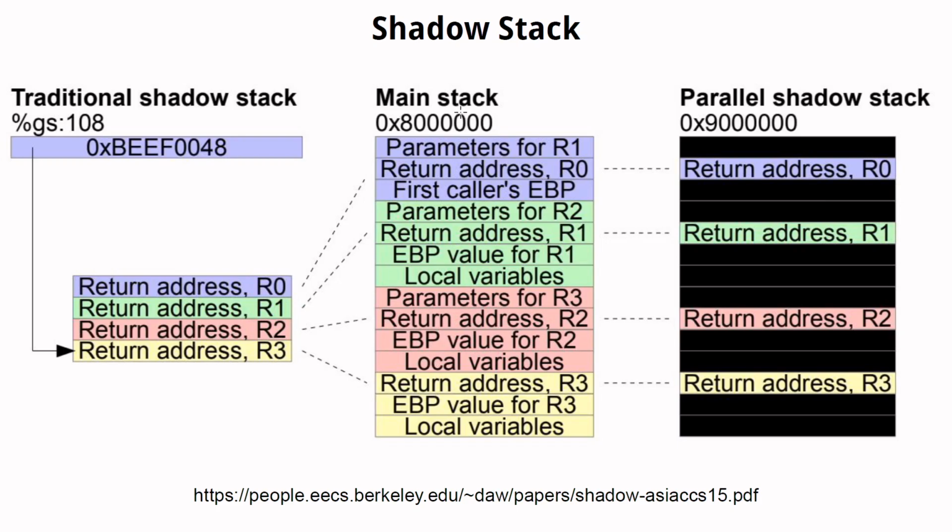The stack goes from higher address to lower address. This is the first function call, and we have the parameters. Let's say R0 is a function calling function R1, which calls R2, R3, then maybe R3 again. On top of the stack here we have the parameters for R1, the function R0 calls. Then we have the return address of R0. Then we will have the saved EBP. Then some local variables, which we omit in this figure. Then, going down, we have the stack frames for the second, third, and fourth functions.